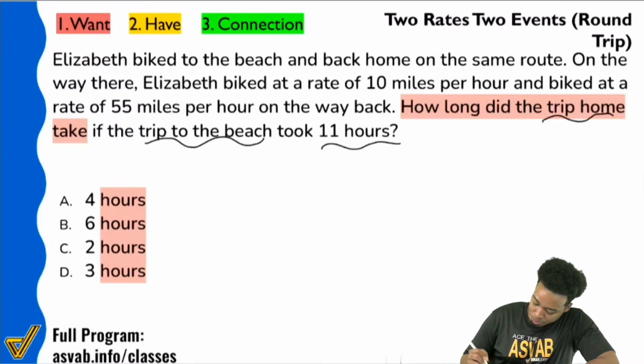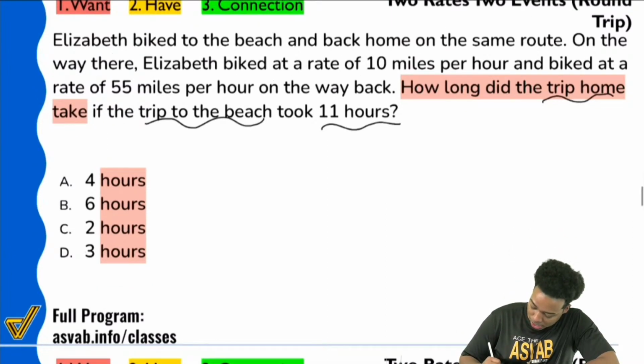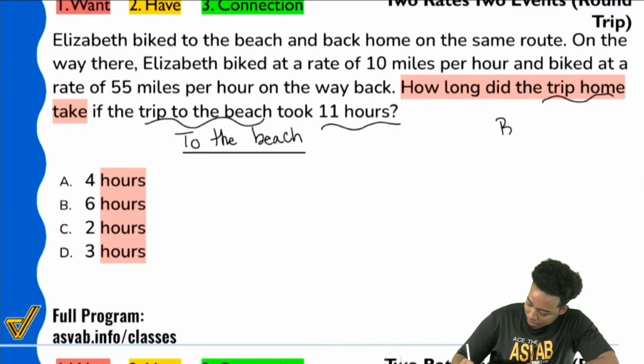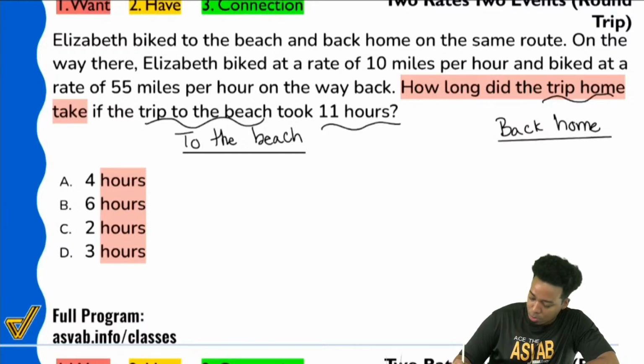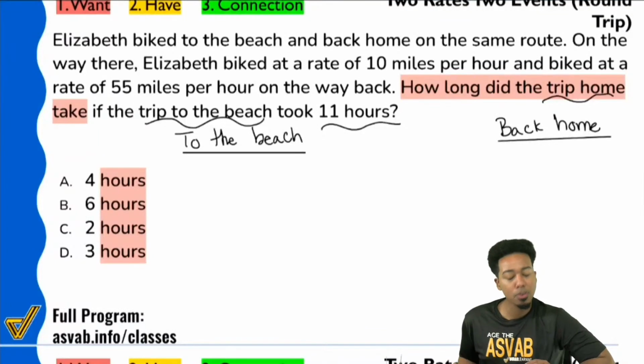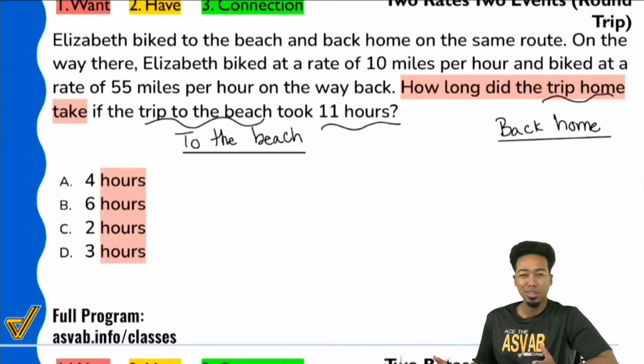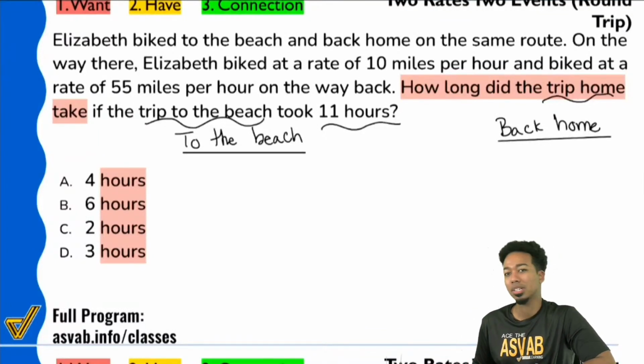So number one, what I'm going to do is I'm going to say to the beach. And then over here on the right side, I'm going to say back home. And there's going to be some relationships between this, but this is the first thing that we really want to write down. Just that there's a difference. There's going to be different scenarios that we're looking at.